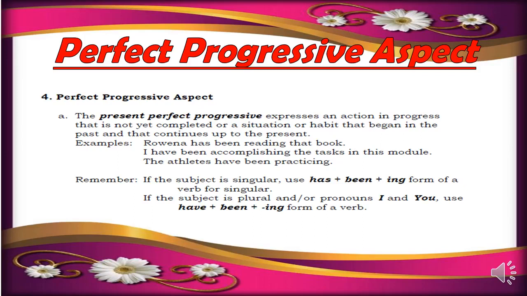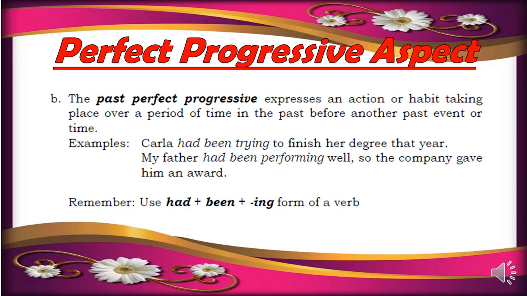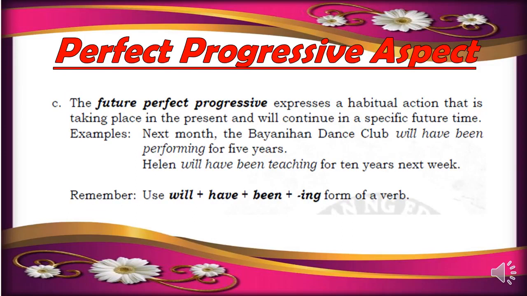Remember children, if the subject is singular, use has plus been plus ing form of the verb. And if the subject is plural and or pronouns I and you, use have plus been plus ing form of the verb. So those are the simple the past perfect progressive.